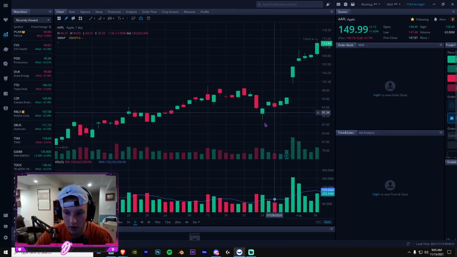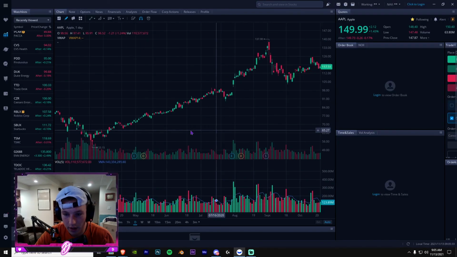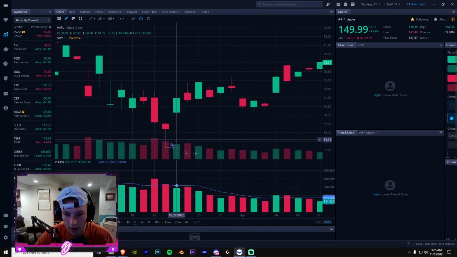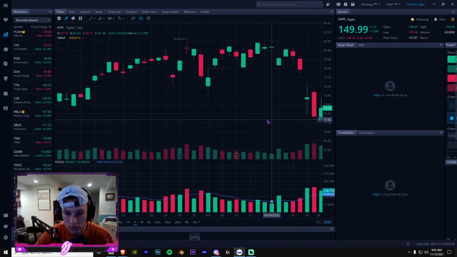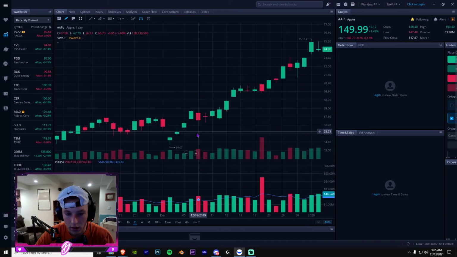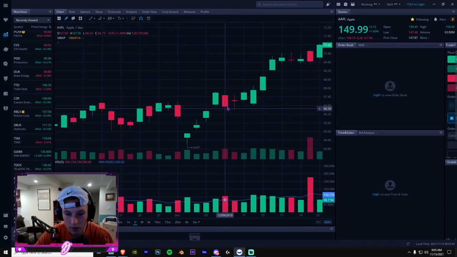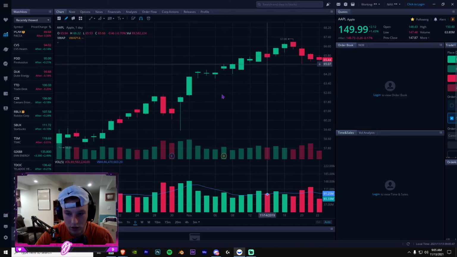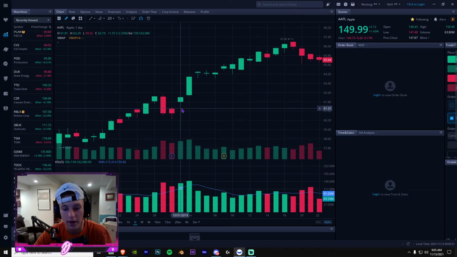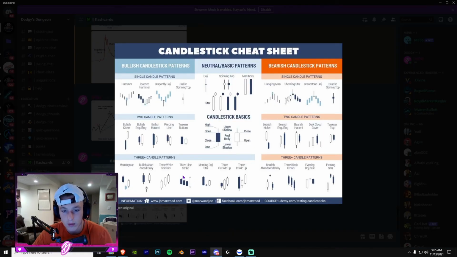So if we go here, hammer gaps up right here, giant hammer gaps up right here, another hammer goes up right here. There's so many. Giant hammer goes up. See how much the buyers push this price back up. So candlesticks are very, very important. I use them all the time. Let's go for the next one.